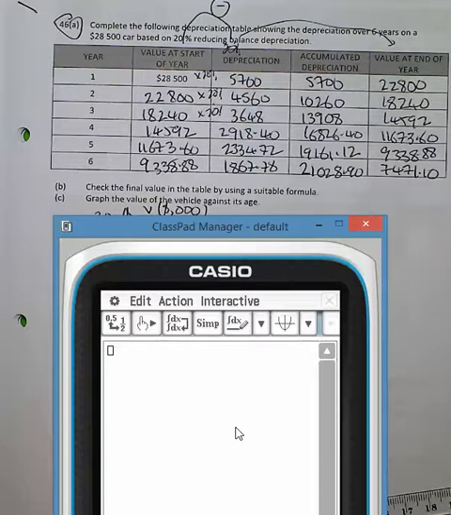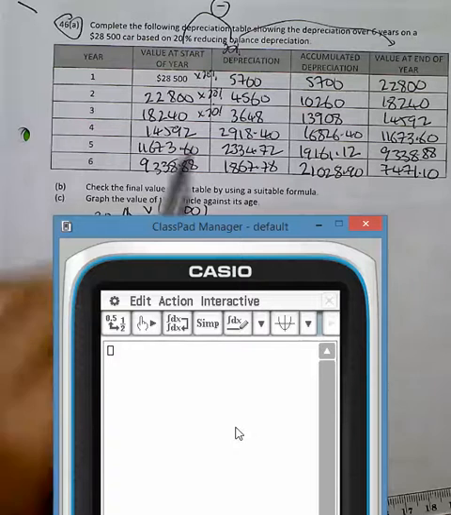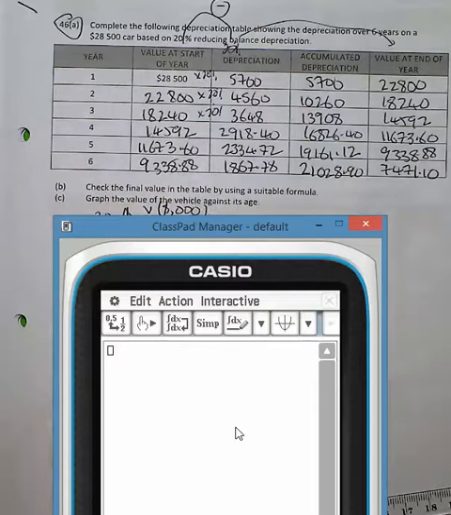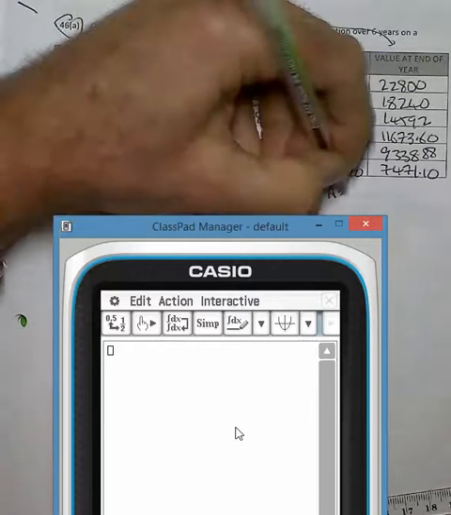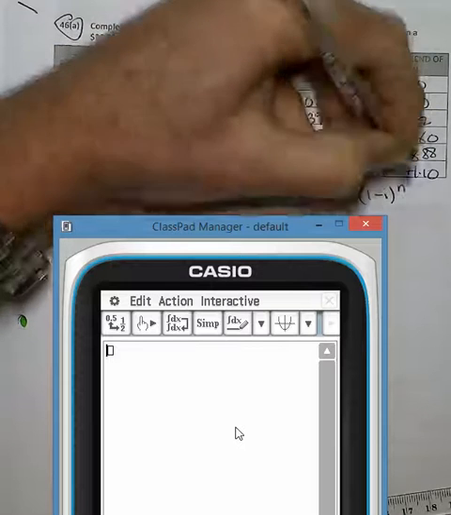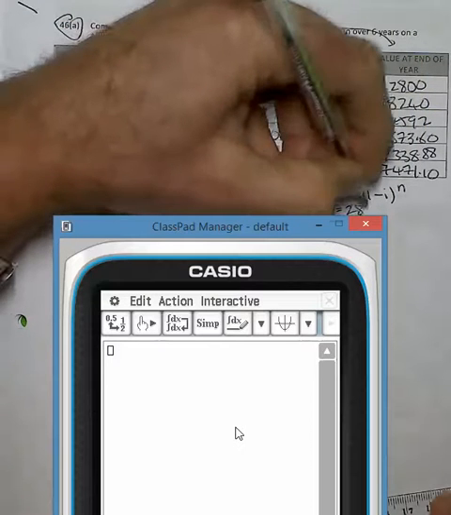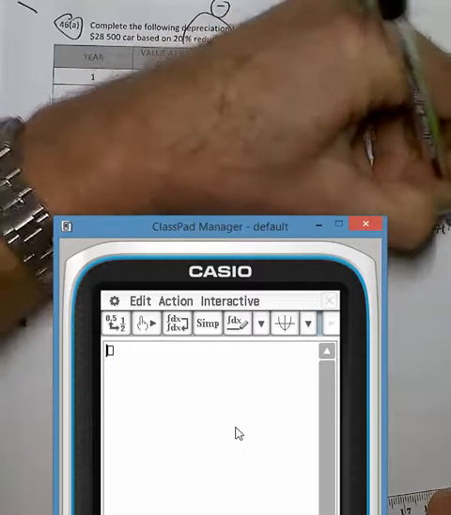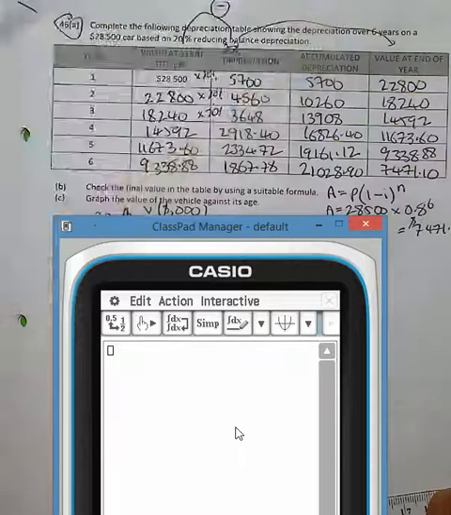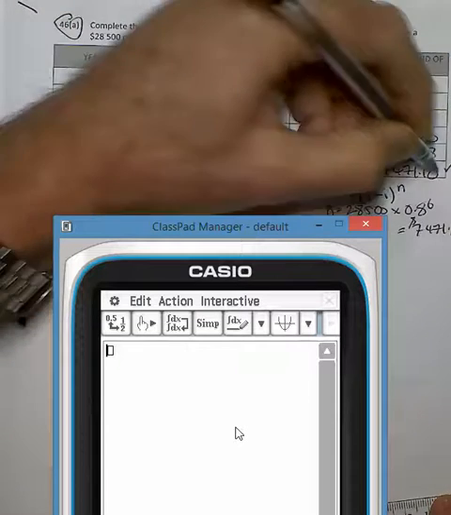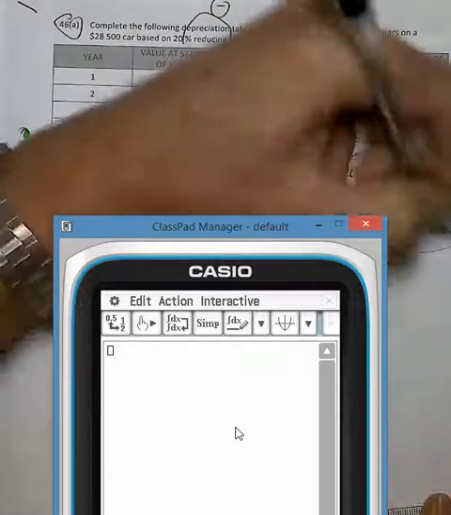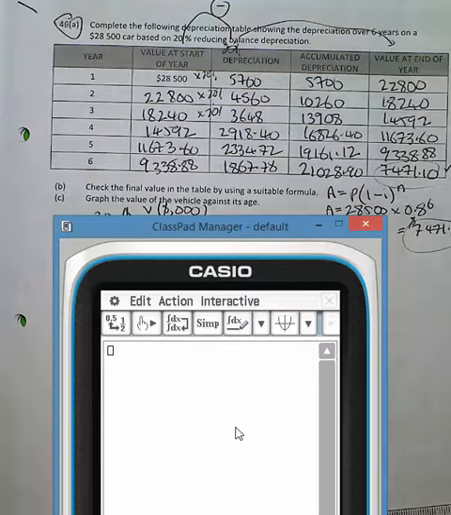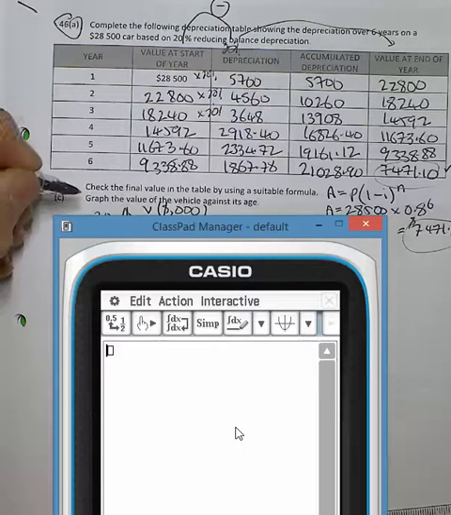There is a bit more work in doing these calculations than there is with the straight line, as it's a new depreciation figure each year. Now I want to check that using a suitable formula. P lots of 1 minus r to the power of n. And when I do that, you can see pretty quickly that the last figure at the end of the 6 years and the formula match.